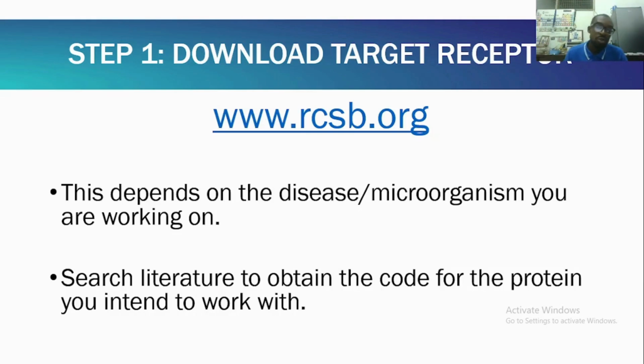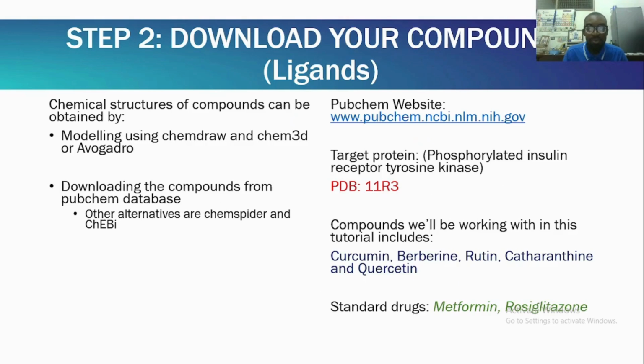So the first thing to do is to download the target receptor. That's the first thing you should do. And that depends on the disease you are working with and what you are expected to do as a researcher. The best thing to do is to consult literature and look at works that have been done in that direction. Then when you search through literature, you will get the protein that you would work with. Now, the website for downloading the target receptor is www.rcsb.org. Go there.